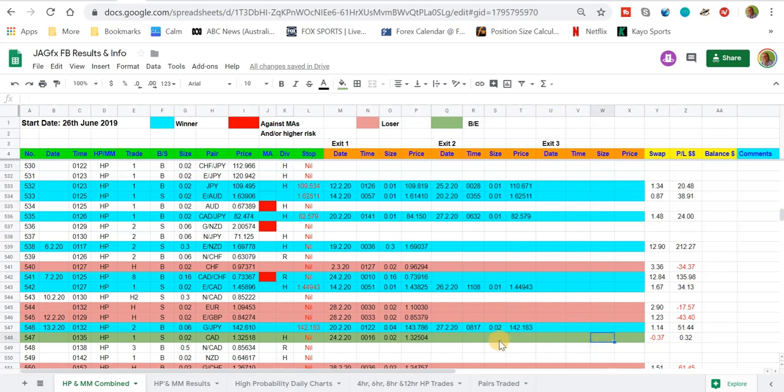So that's the shared spreadsheet. Everyone's got access to that through the Facebook group, and I think there's a link to it in the video itself. So let's get on to the charts. Let's not waste any time.